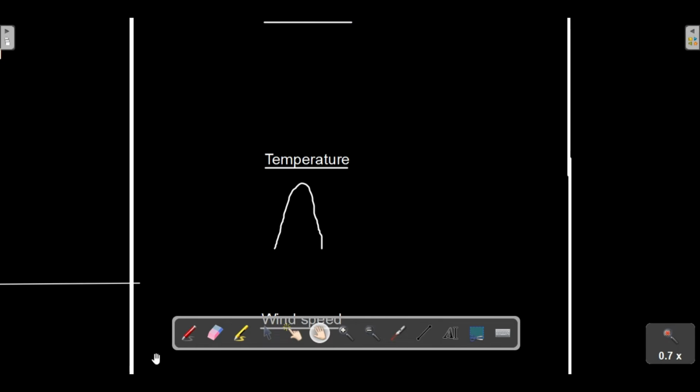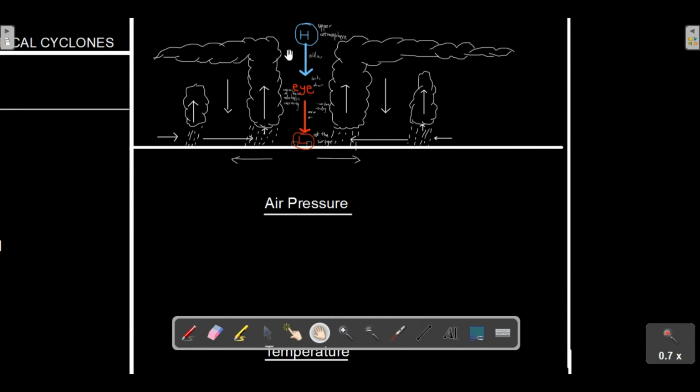So this is what it would look like if I were to draw it. Let's draw it again. It would look something like so. The highest temperatures are at the eye, and as you move away from the eye, the temperature actually drops. Okay, so something like that. You need to be able to detect that.